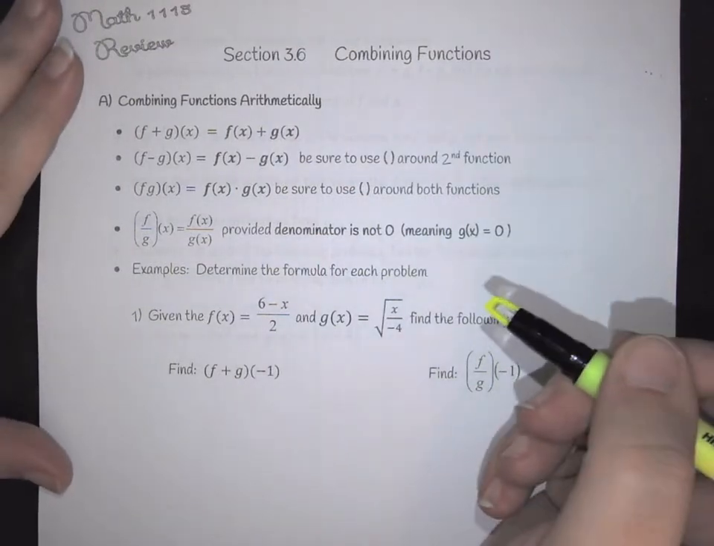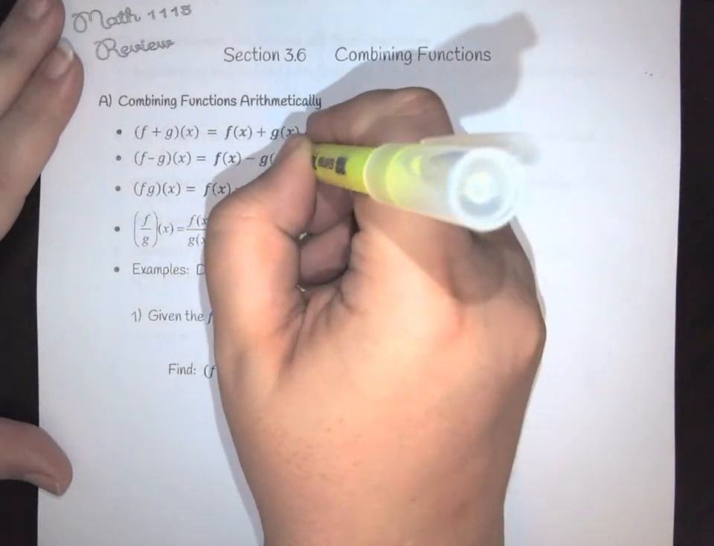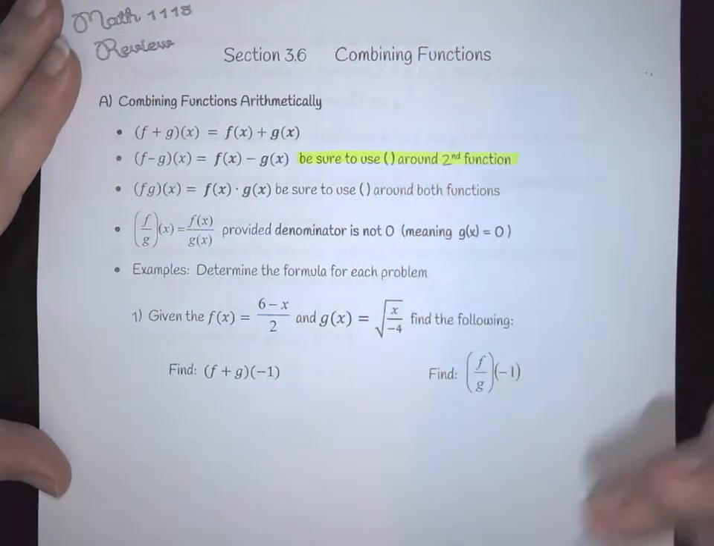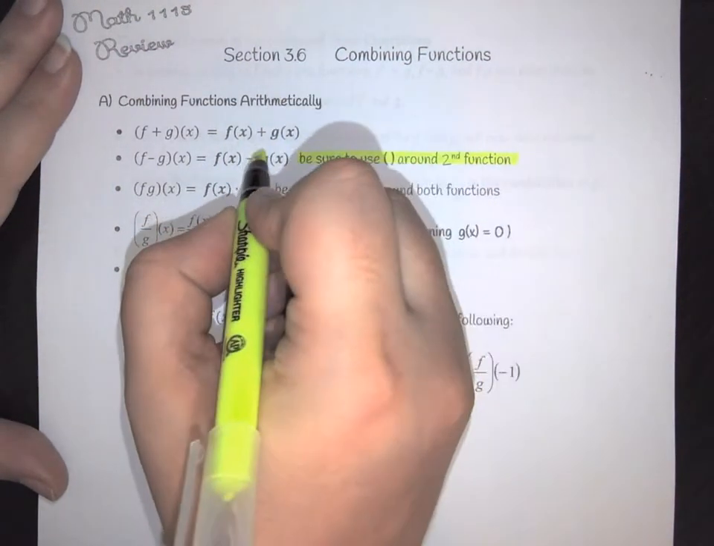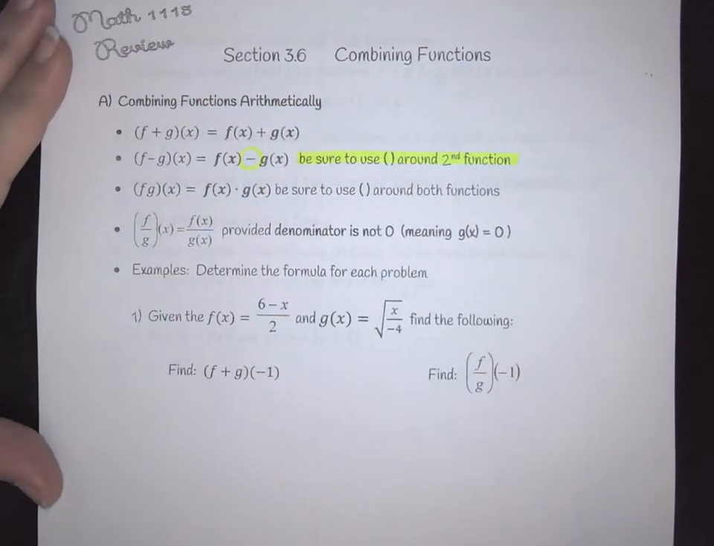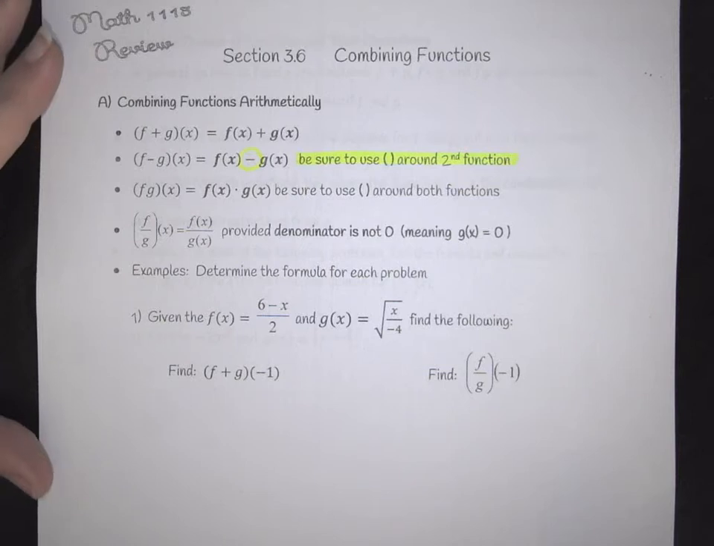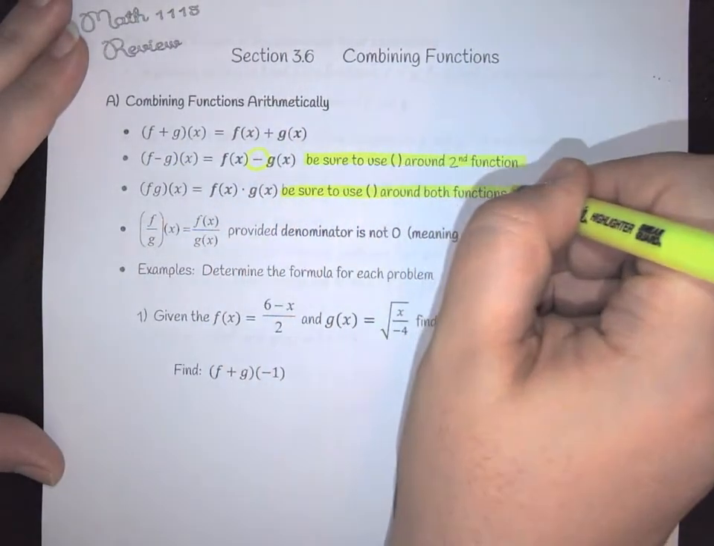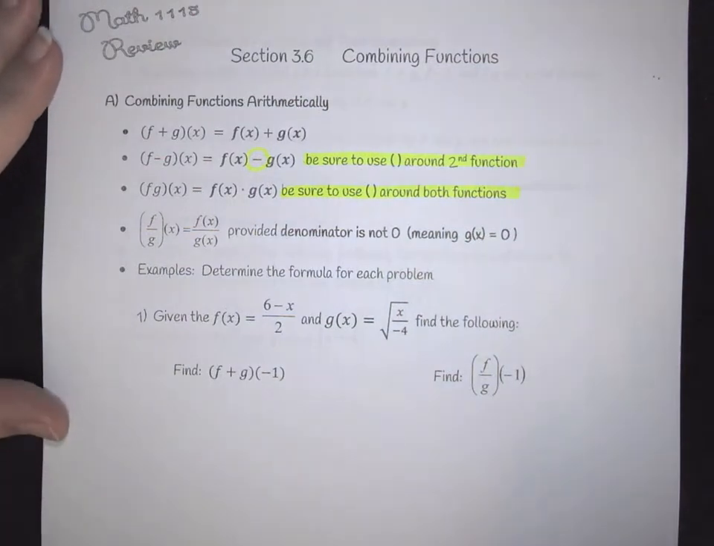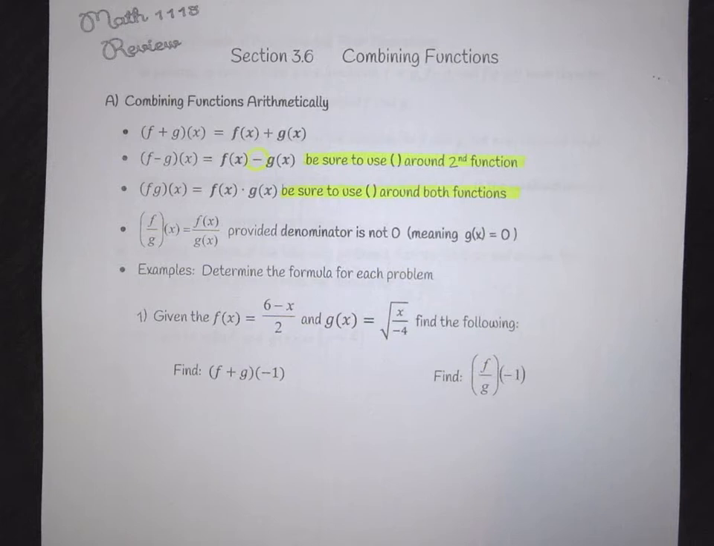The first is when you're subtracting, you want to be sure that you put parentheses around your second function. And the reason for that is because you're going to have to distribute that negative sign through your second function. When we're multiplying, you want to make sure that you use parentheses around both functions. Most of the time you might be foiling or distributing one function into the other, and you need to make sure that you distribute the entire function.